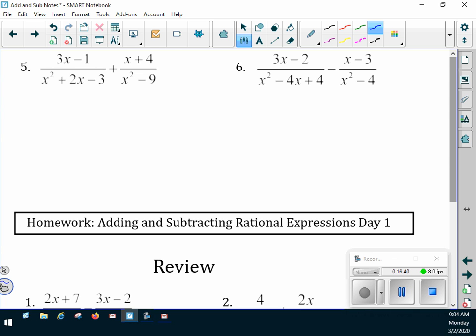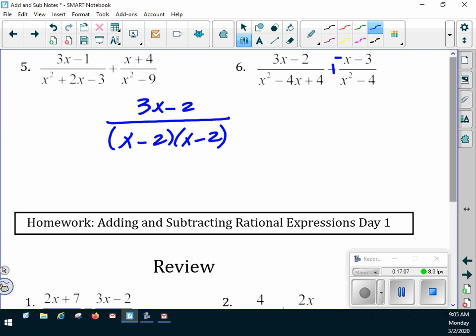Number 6. That first denominator factor. 3x minus 2 over x minus 2 times x minus 2. Okay, now, you see I got a minus. I don't want a minus. I'm going to write plus and negative, but be careful. If I do plus and negative like that, is that right?